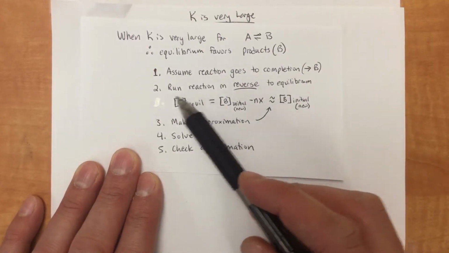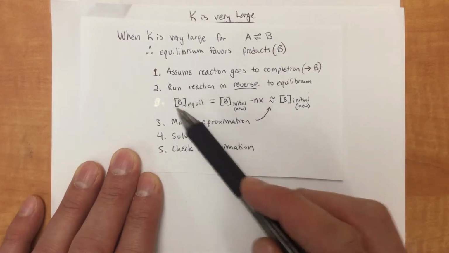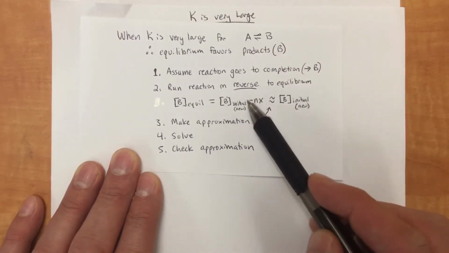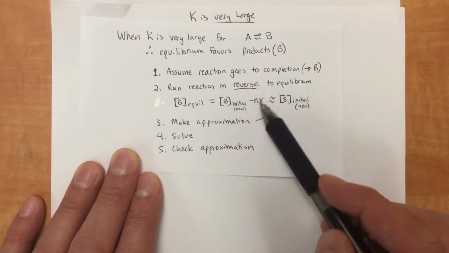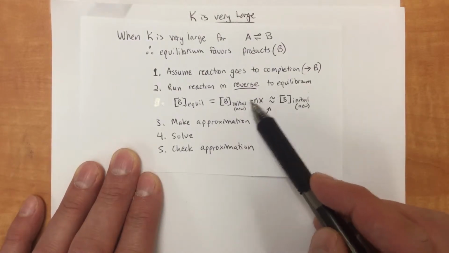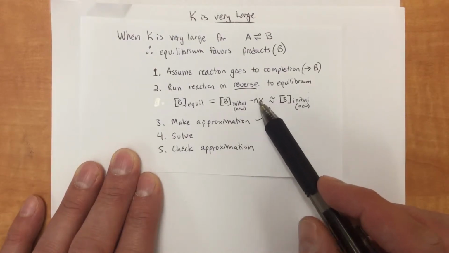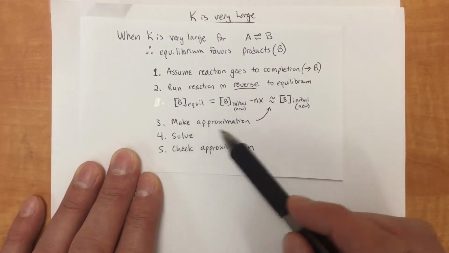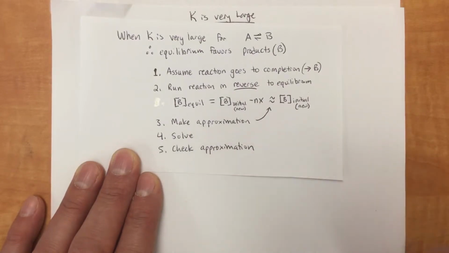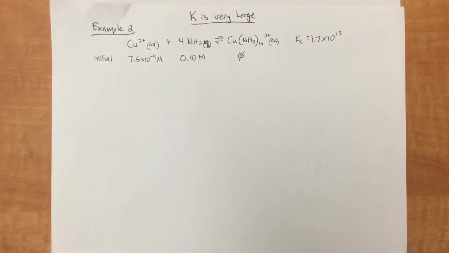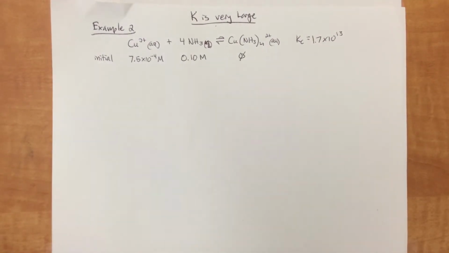This will allow us to assume that at equilibrium, the concentration of our products is roughly equal to what we started with. The modification of those product concentrations, when we establish equilibrium, should be very small if K is very large. We'll make this approximation, we'll solve it, and then we'll go on and check the approximation. So the first step, if you recall, is to assume the reaction goes to completion.